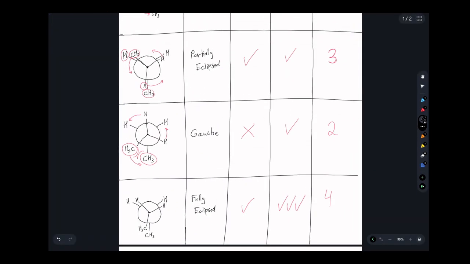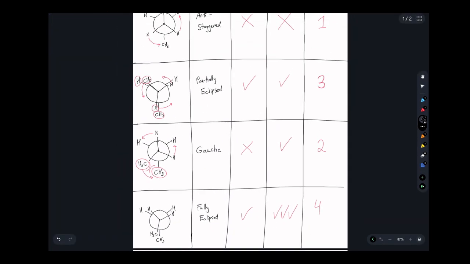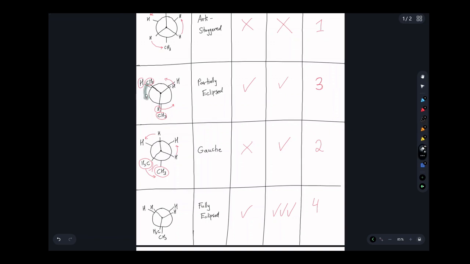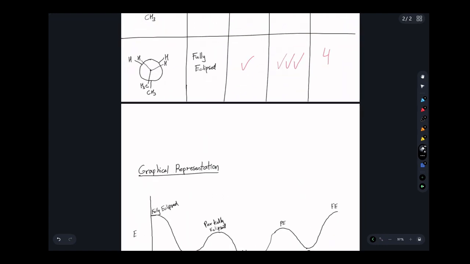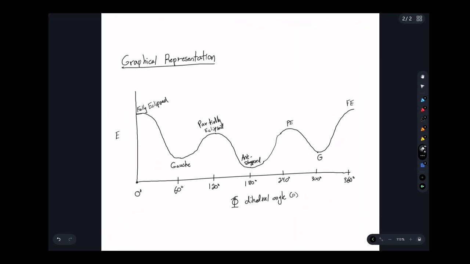So all in all, let's look at these four structures again. Now clear up these arrows so we can make more sense of it. And you can see the four structures, their rankings, and their strain as well. So these are the four conformations of butane, and understanding the difference between torsional and steric strain can help us understand their stability.